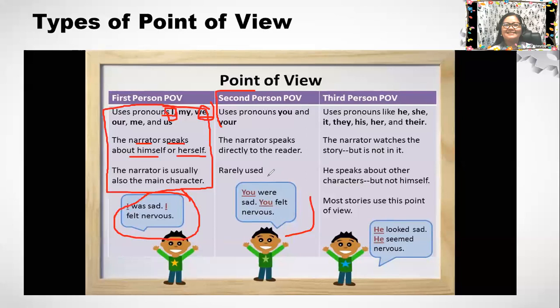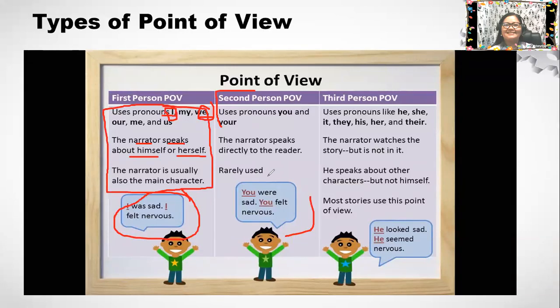And then, another uncommon point of view is second person. It is uncommon because we are talking about creative nonfiction. It's real life stories. It is talking to the reader. When you use you, it means the author is talking to the reader.